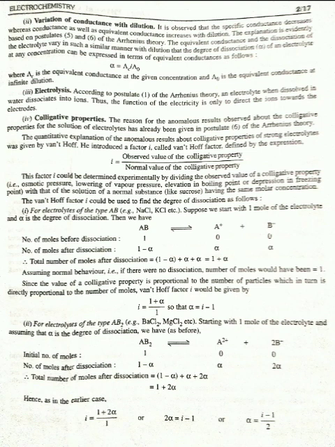Second, for electrolytes of the type AB2, example BaCl2, MgCl2, etc., starting with 1 mole of the electrolyte and assuming that alpha is the degree of dissociation, we have as before initial number of moles 1, number of moles after dissociation 1 minus alpha. Therefore, total number of moles after dissociation is equal to 1 minus alpha plus 2 alpha, as here it was A 2 positive plus 2B negative. So 1 minus alpha plus 2 alpha is equal to 1 plus 2 alpha. Hence, as in the earlier case, i is equal to 1 plus 2 alpha upon 1, or 2 alpha is equal to i minus 1, or alpha is equal to i minus 1 upon 2.